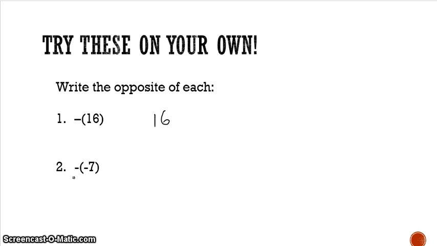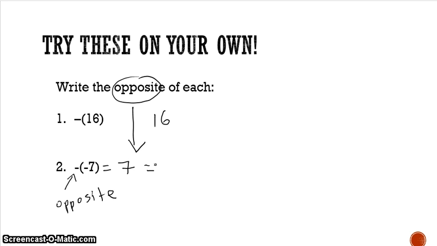Here, double negative. So read this as opposite. What is the opposite of -7? So the opposite of -7 is +7. But I want the opposite of that. So the opposite of +7 is -7. You can play this over again if this confused you.